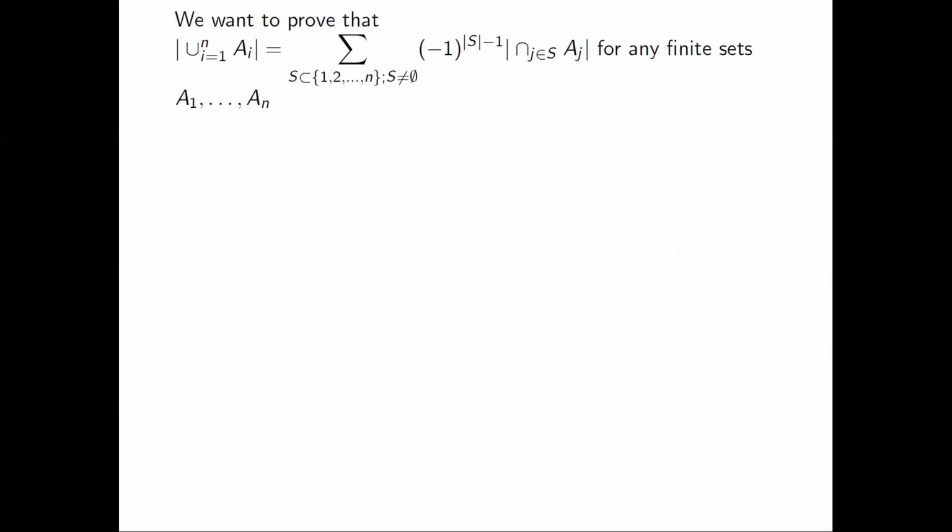So at the top of the slide is what we are trying to prove. We're trying to prove for any finite sets, A1, A2 up to An, that the cardinality of their union is equal to the sum over the non-empty subsets S of {1, 2, up to n} of (-1) to the cardinality of S minus 1, times the cardinality of the intersection over all j in S of the Aj's.